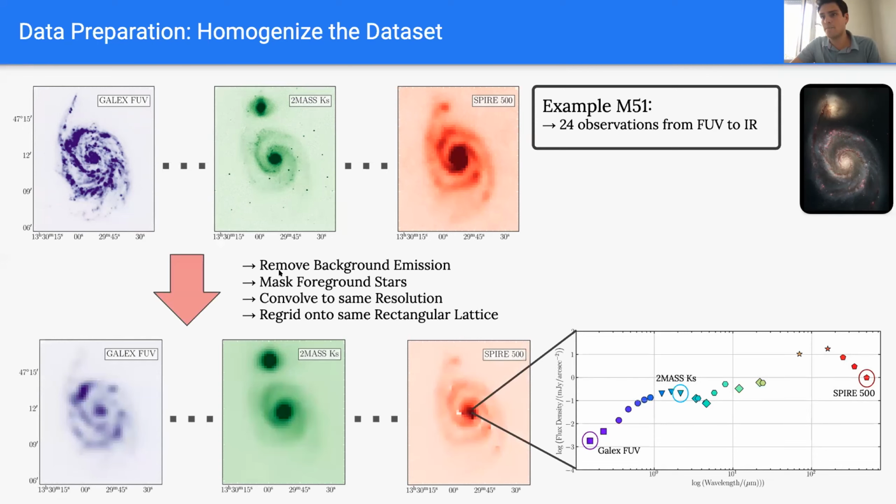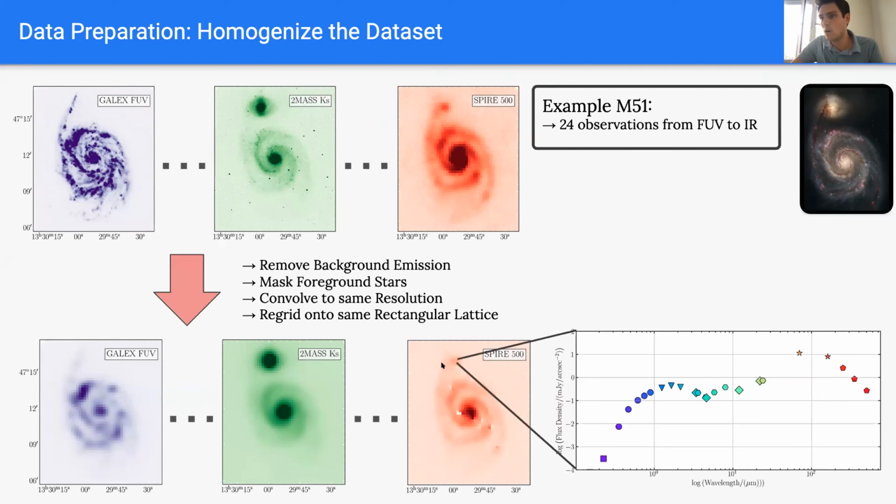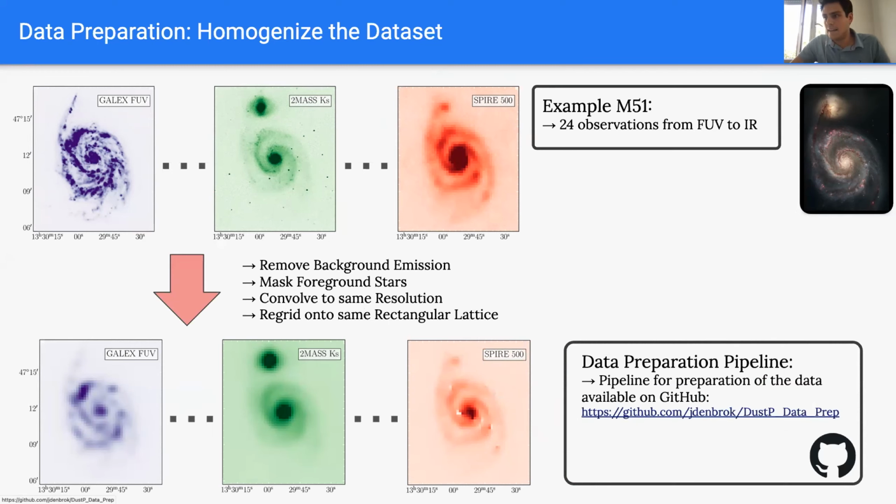After removing the background emission, masking foreground stars, convolving to the same resolution, so to the lowest resolution, and then regridding onto the same rectangular grid, we can then compute such an SED for every individual pixel. So here for the center of the galaxy, or here for the center of the companion, we have different SEDs. And if you're interested, for this whole data preparation we have provided a pipeline on GitHub, which does exactly this from a set of observations. It gives you a homogenized data set in a table form that can be read into CIGALE.